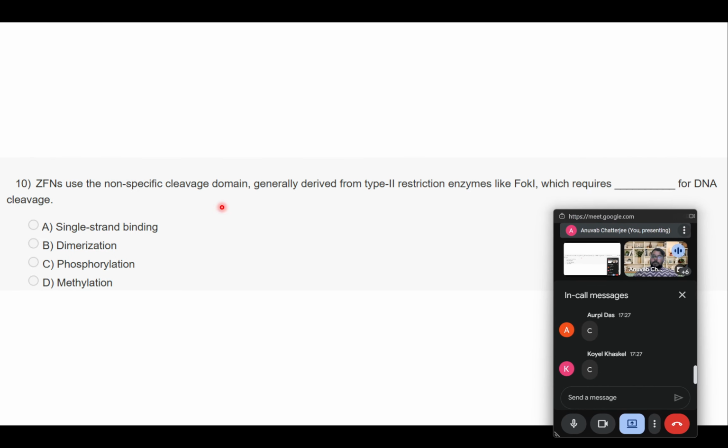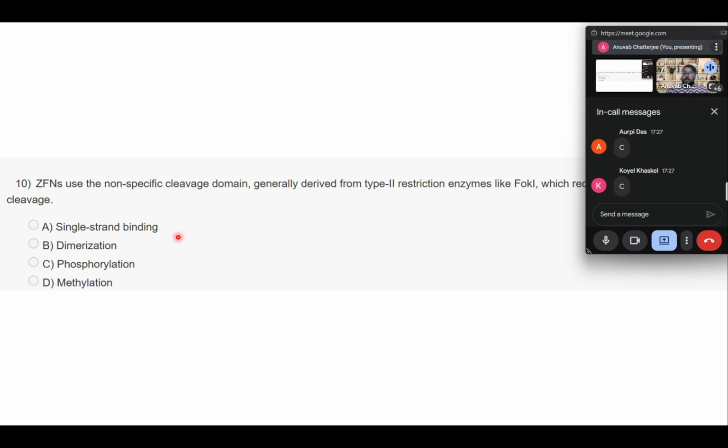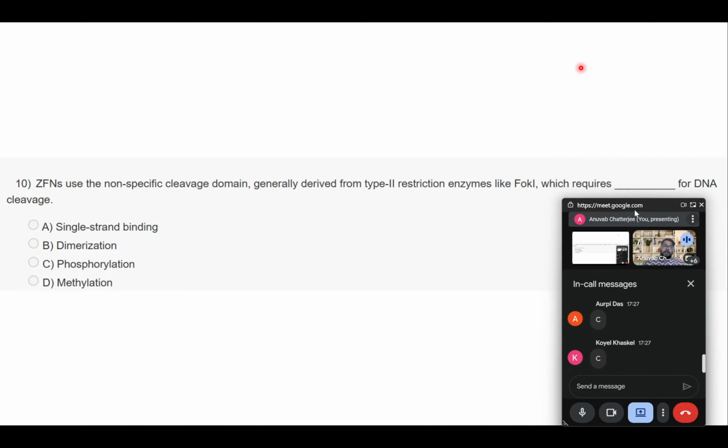So ZFNs use a non-specific cleavage domain generally derived from type 2 restriction enzymes like FOK1, which requires blank for DNA cleavage. So what does it require? A single-stranded binding domain, dimerization, phosphorylation, or methylation. So for cleavage, what is exactly required in enzymes such as FOK1?